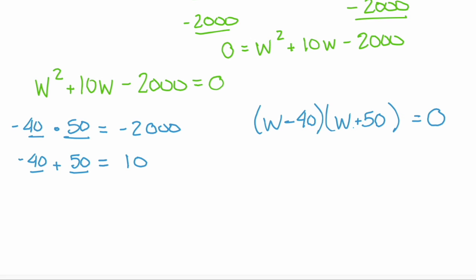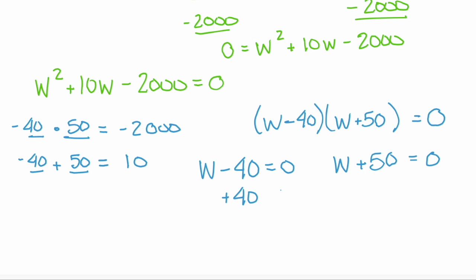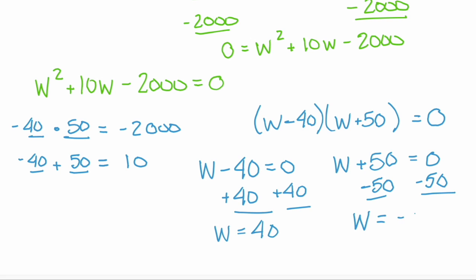Now that we factored it, we need to use the zero product property to solve. So w minus 40 equals 0, or w plus 50 equals 0. The first one, we add 40 to both sides, and that tells us that the width equals 40. That makes sense. And then the second one, we need to subtract 50 from both sides. This says that w equals negative 50, or that the width of our picture is negative 50 pixels.